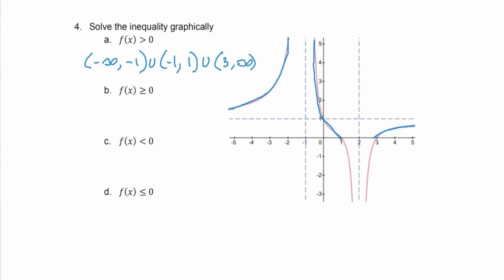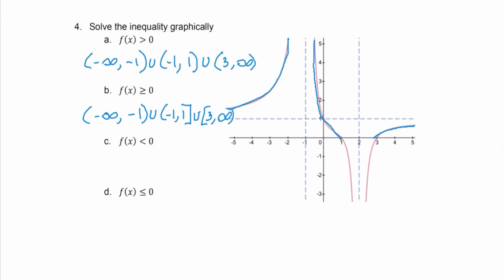Example B, very similar to A. This time we can include x-intercepts because we have equality. Make note, you cannot include your vertical asymptotes. So we have negative infinity up to negative 1. We don't include it. Union negative 1 up to 1. This time we can include the 1 because it's an x-intercept. Then we'll union that with 3 bracket up to positive infinity.